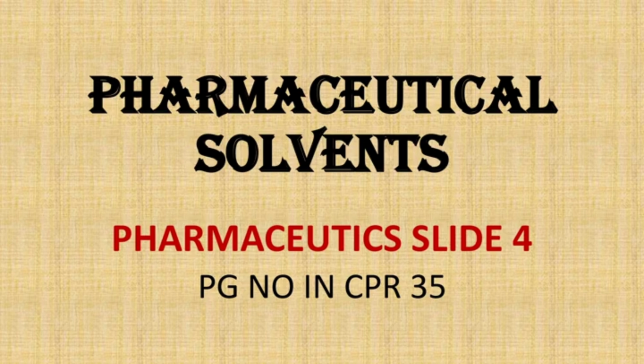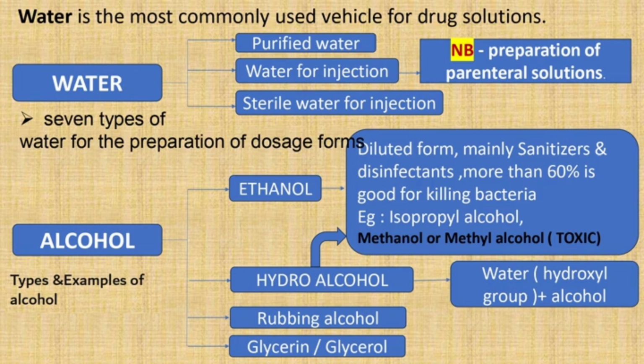Everybody knows water is the most commonly used vehicle for drug solutions. Many different types come under water, mainly 7 types of water for preparation of dosage forms, but only 3 I am discussing here. If you want the remaining ones, you can check the detailed description in CPR. These are the main important ones: purified water, water for injection, and sterile water for injection. Out of the 3, water for injection is the most important one. It is mainly used for preparation of parenteral solutions. Very important point; we can expect a question from this portion.